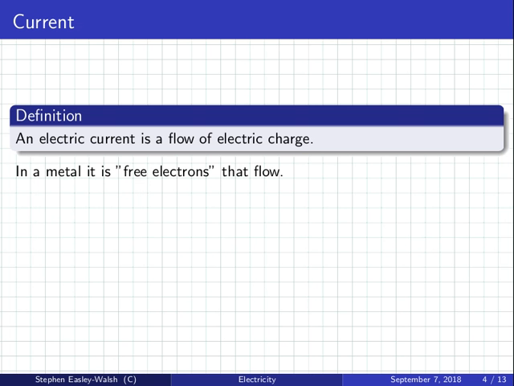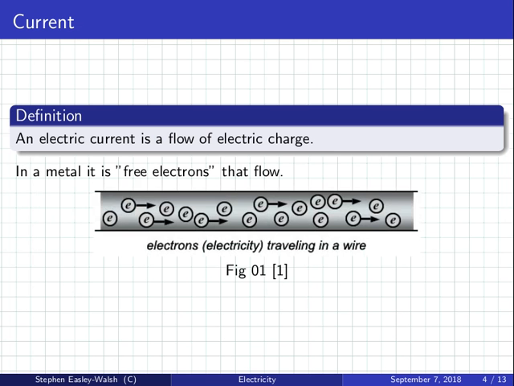So in a metal, it's free electrons that flow. And here's a little picture of it. This is something like maybe a copper wire, and the electrons move in the copper wire. It's not very complicated. I would like you to draw this as an example. It'll help you remember current. So just call this picture current and draw it here. Just a little picture, it'd be helpful.